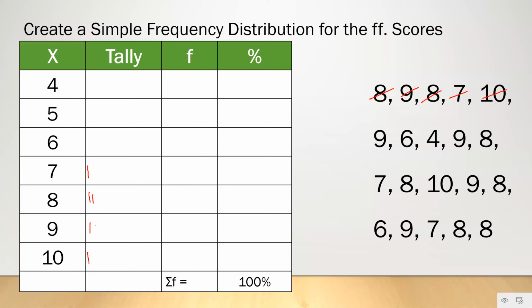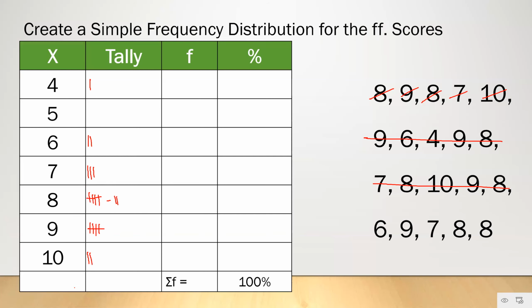So on the second row, we have the following. We have 9, 6, 4, 9, and then 8. On the third row, we have the following: 7, 8, 10, 9, and another 8. On the last row, we have 6, 9, 7, and 2 8s. So this is how the tally column should look like.